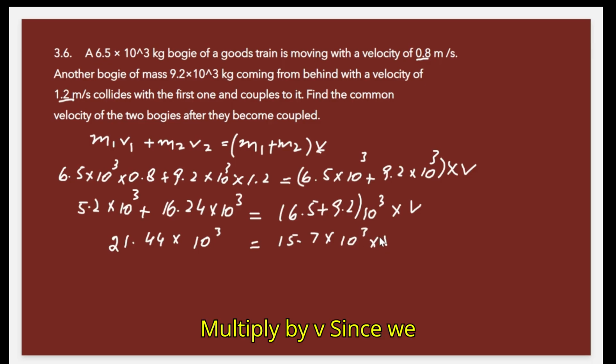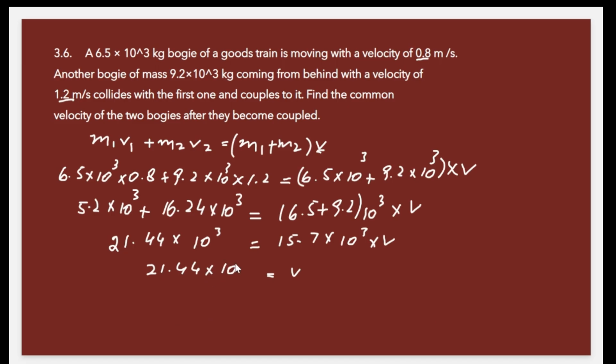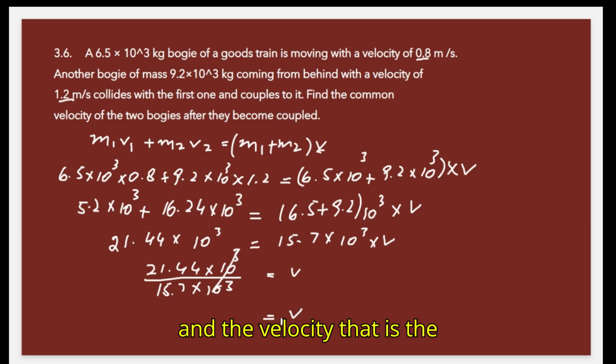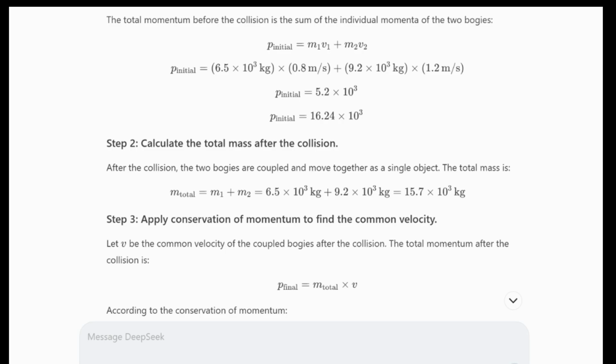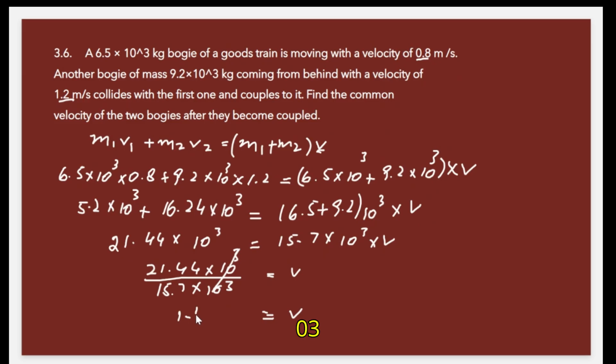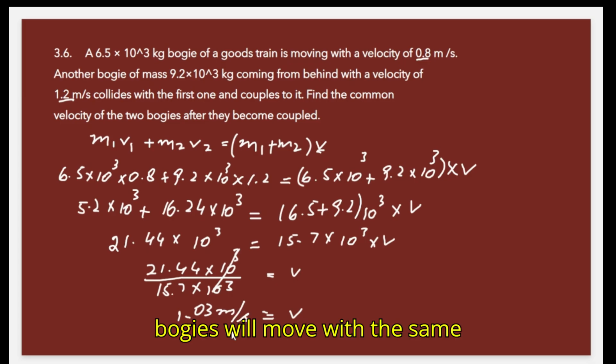Multiplied by v. Since we have to calculate the velocity v, we will divide 21.44 multiplied by 10 to the power 3 by 15.7 multiplied by 10 to the power 3. 10 to the power 3 will cancel with each other, and the common velocity of the two bogies after colliding will become 1.03 meter per second, with which both the bogies will move with the same velocity.